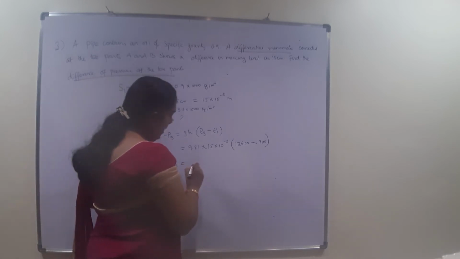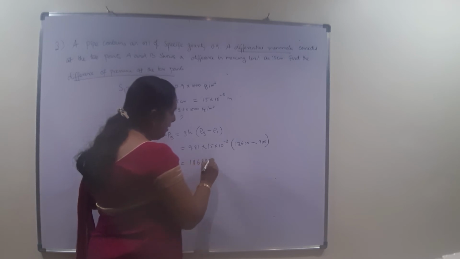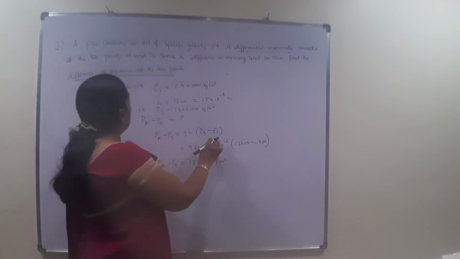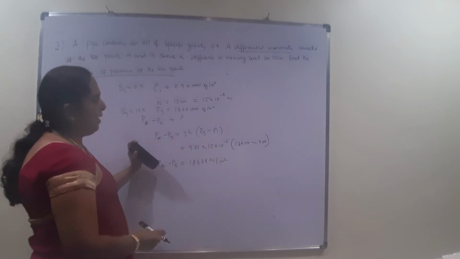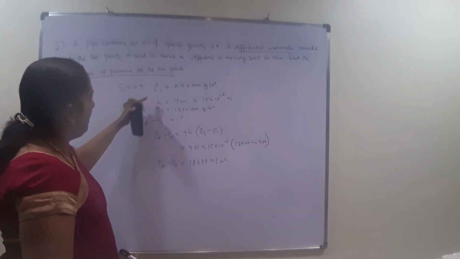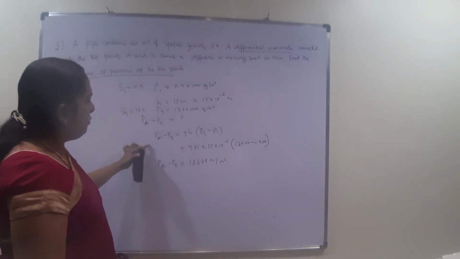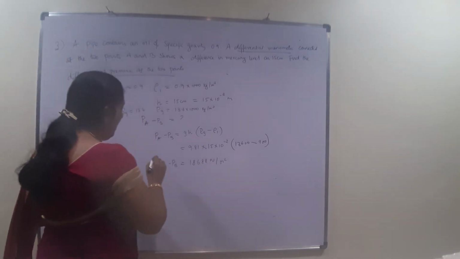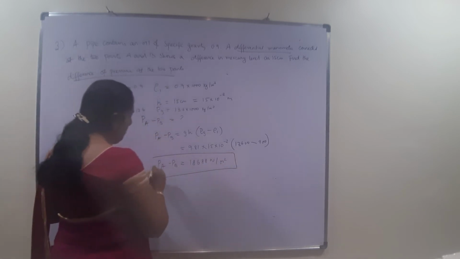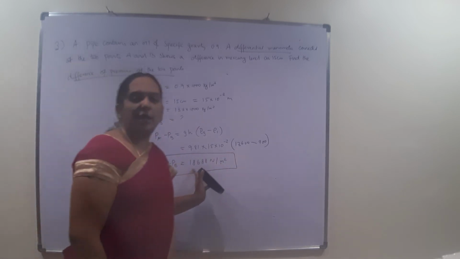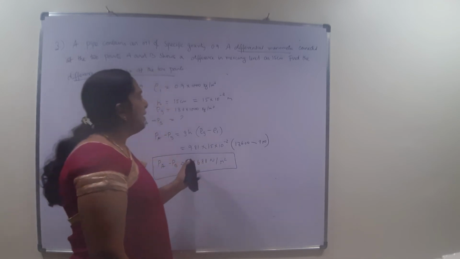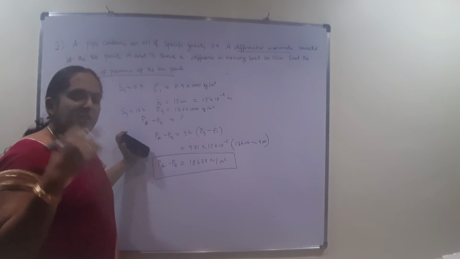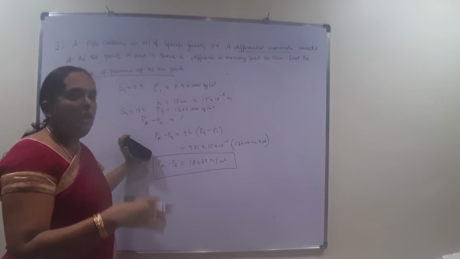So PA minus PB. So what is the answer here? It is 18,688 Newton per meter square. Why? Because here the densities are given in terms of kg per meter cube, so this equation itself will be in terms of Newton per meter square. So the final answer here is PA minus PB is equal to 18,688 Newton per meter square. Okay, guys. So this is a very simple problem, but usually we'll have a big problem in which we have to draw the sketches and find the solution.